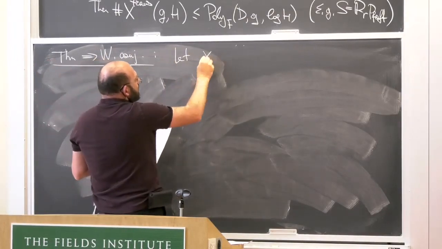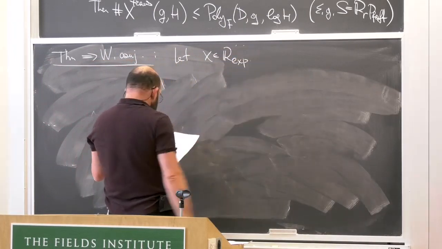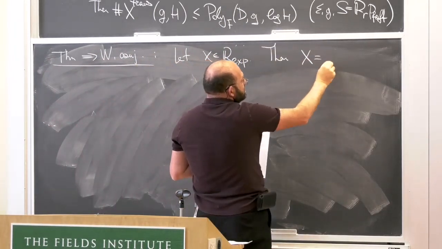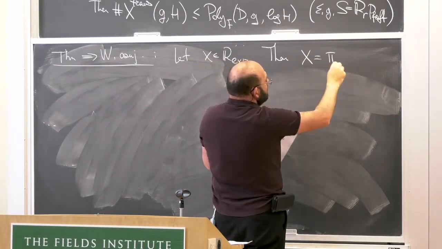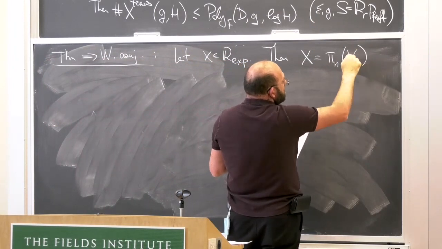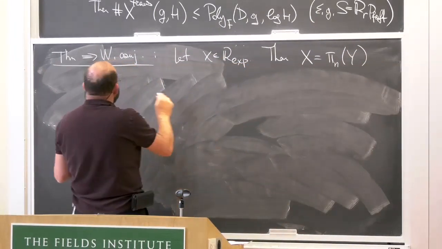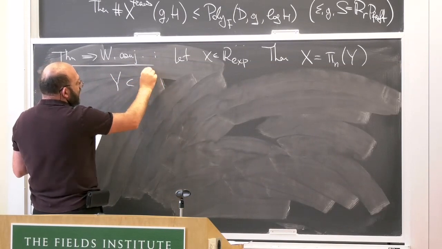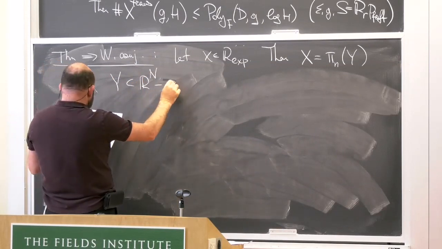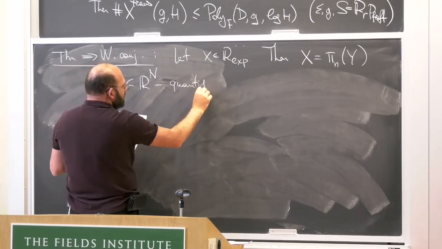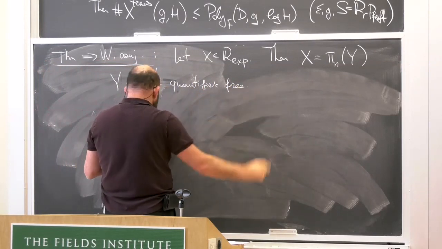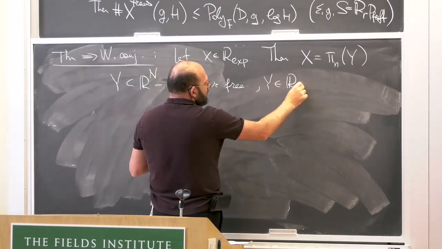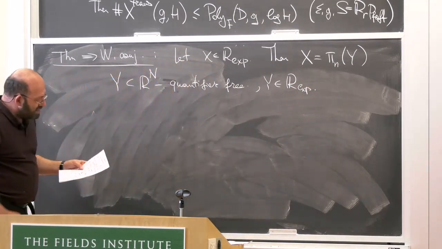Let X be as above. Then by Wilkie's theorem on the complement, we see that X in fact is a projection from some big dimensional space R^N of some quantifier-free set, defined by equations and inequalities. Okay.